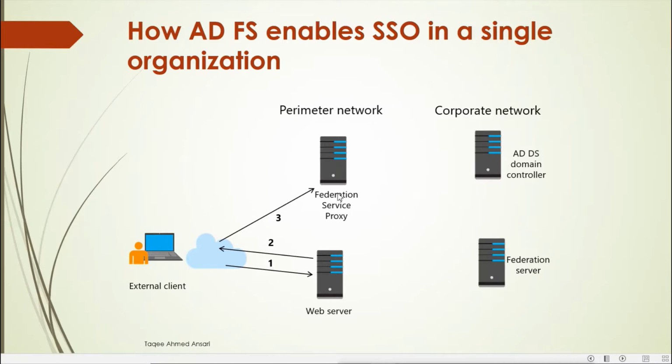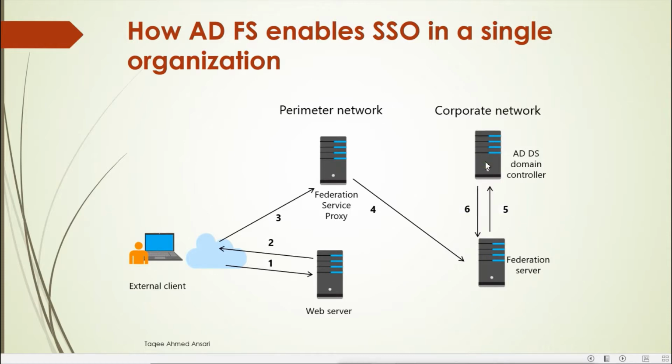So the client does not have to connect from the outside directly to the federation server. They have to access the perimeter proxy server, and if it authenticates and validates the user, then it will forward the request to the federation server. So the client will go to the federation service proxy server, and that server will redirect the request to the federation server, and the federation server will try to authenticate the user through the domain controller.